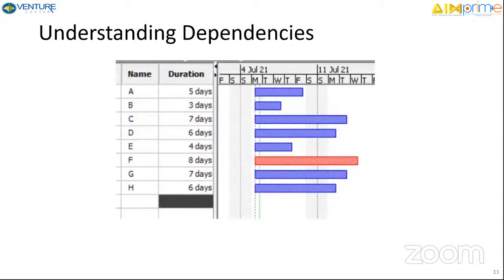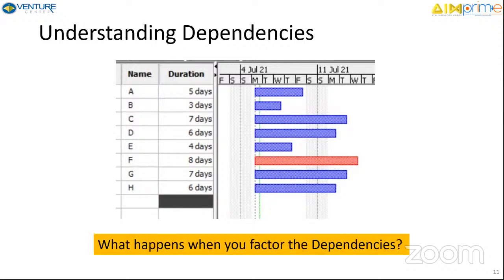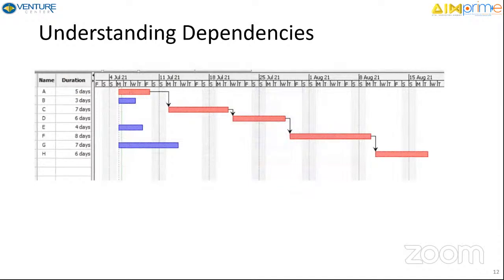So here is an example of a list of A, B, C, D, E, F, G, H, 8 different tasks that need to be done, each of which is going to take a few days' time. And it all looks like 5 days, 3 days, 7 days, 4 days, and so on. But this doesn't have any dependencies factored in, okay? It doesn't really establish any connectivity and the sequence in which they need to be done because one is dependent on the other. What happens when you factor in dependencies? Okay, is this clear now?